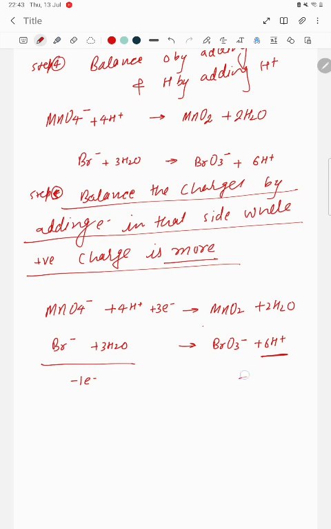This side how much is there? 5 electrons is there, student. You see 1 negative is there and 6 positive is there. So if I add 6 electrons here, 6 plus and 6 minus will be equal, and 1 minus will be left here. So this is now balanced, student, both side charges are balanced.